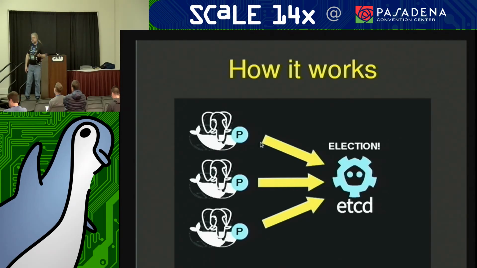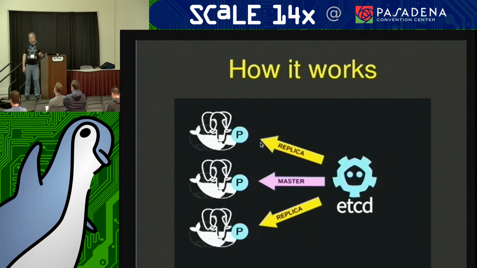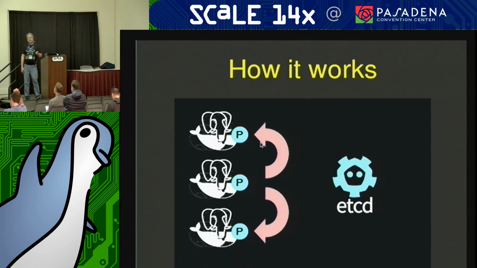And it decides one of those wins the master election. And it sends messages back to them and says, okay, node 2, you're the master. Nodes 1 and 3, you are replicas, and your master is node 2. And so then we do an automated base backup from node 2 in order to make node 1 and 3 replicas.